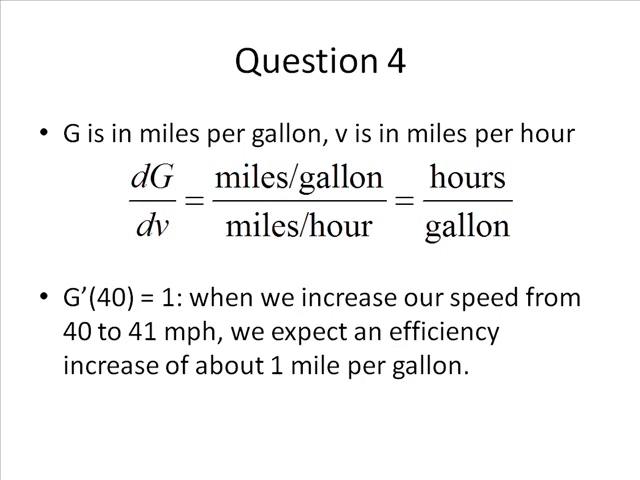For part B, when I asked for them to explain what G prime of 40 equals 1 represents, I was expecting something along the lines of this. When we increase our speed, or our velocity, from 40 to 41 miles per hour, we expect an efficiency increase of about 1 mile per gallon. So what this means is we're at a point where as we go faster, we actually get better fuel efficiency. That's basically all I was asking for at that point, and I wanted students to use the numbers 40 and 1. And I had a couple of students who said, from 40 to 40.1, you get a 0.1 mile per gallon efficiency increase, and I was perfectly happy with that.